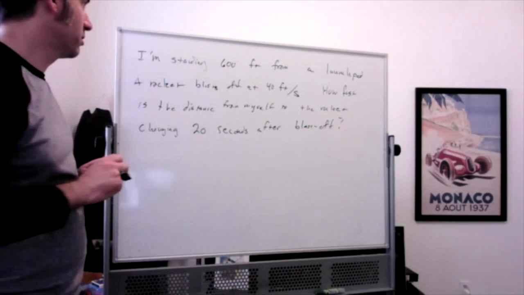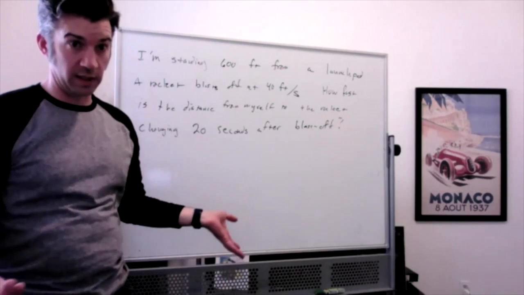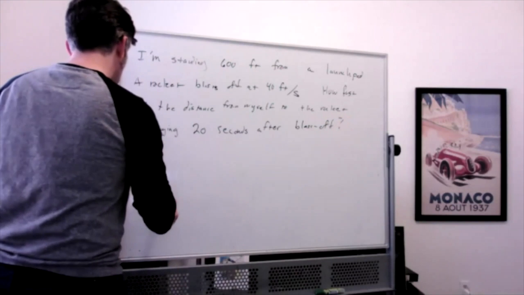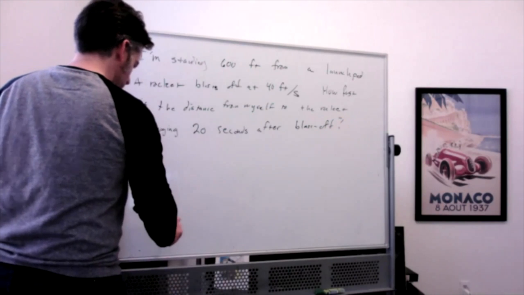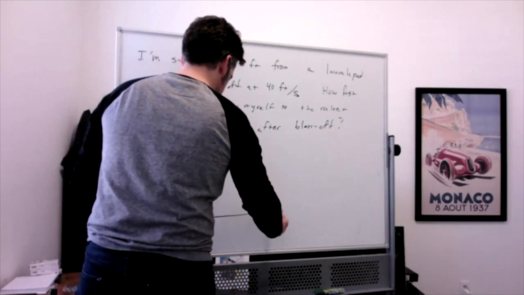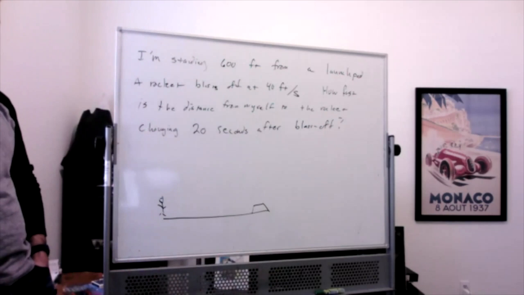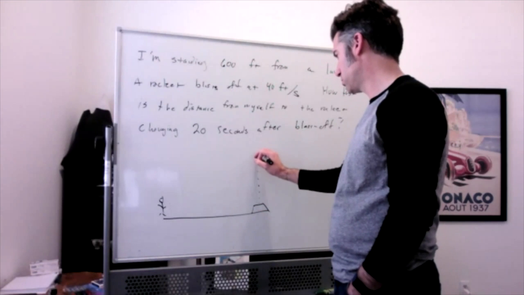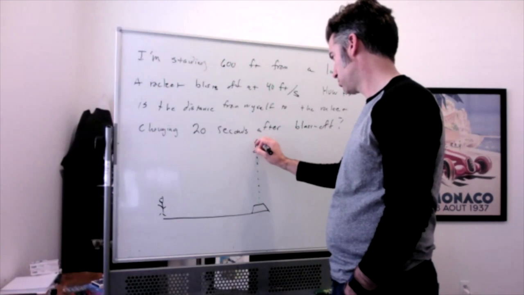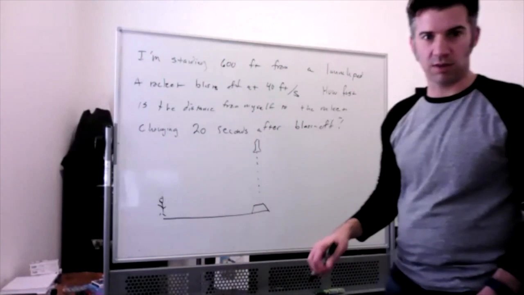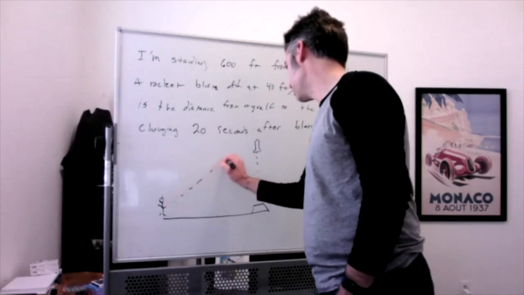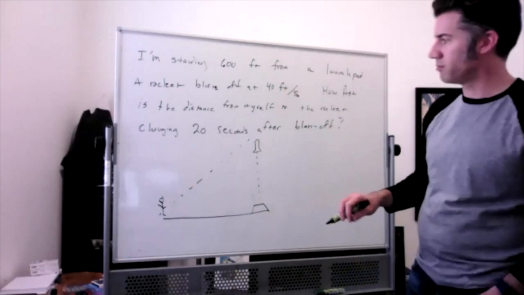All right. So clearly we draw a picture. I'm standing 600 feet from the launch pad. So here's me. Here's the launch pad. And then there's a rocket blasting off, going this way, up. So here's the rocket. Excellent picture. It looks so rockety. And we're asking how the distance from me to the rocket is changing.